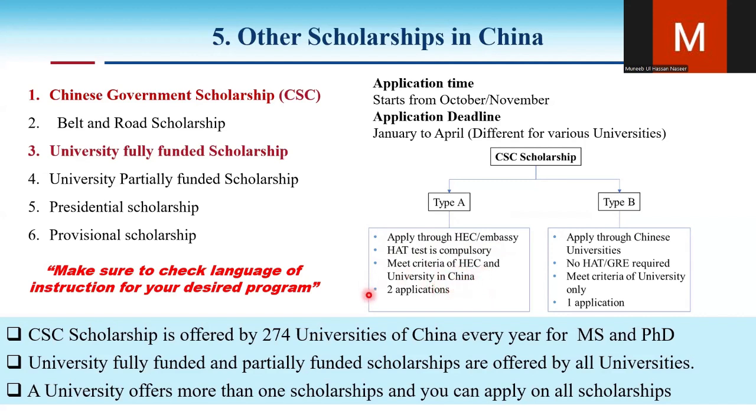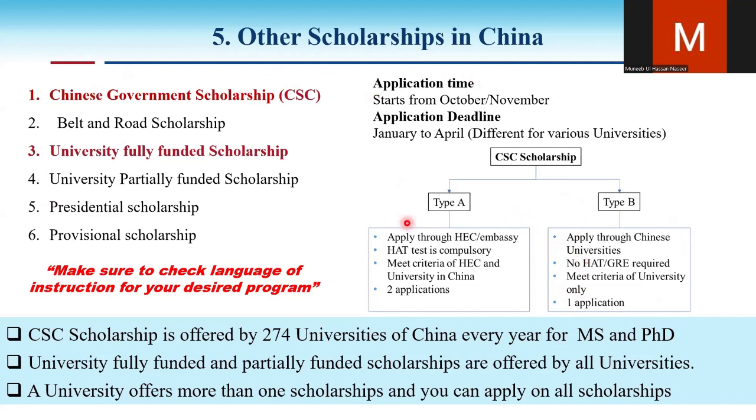And you are allowed to submit two applications under this type A program. For type B, you directly approach Chinese universities and Chinese professors. You don't need to submit HAT or GRE for this purpose, and you just need to meet the criteria of the university. And if you have acceptance from a professor, you can submit application and you have high chances to secure your scholarship.